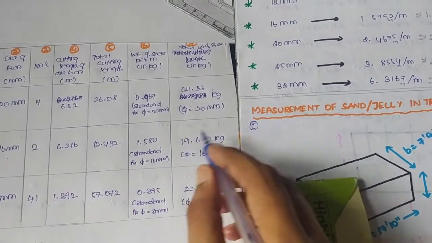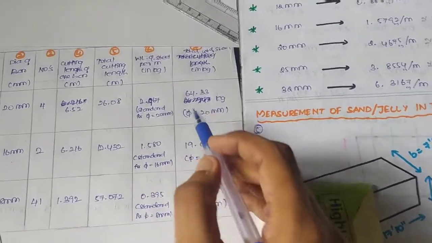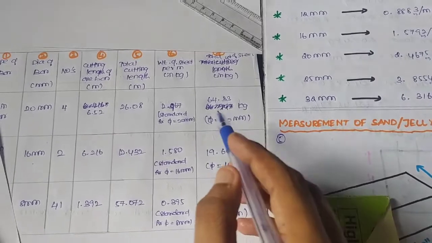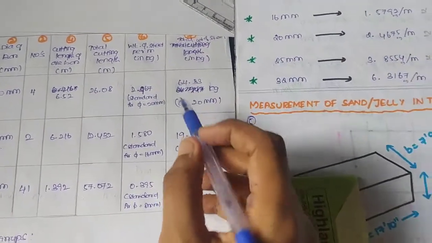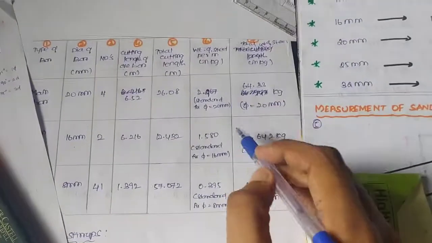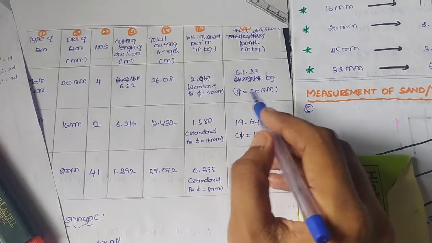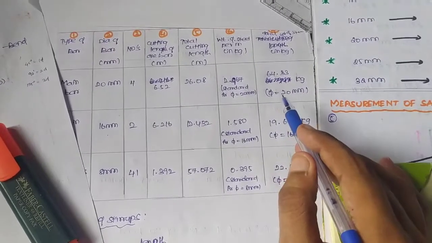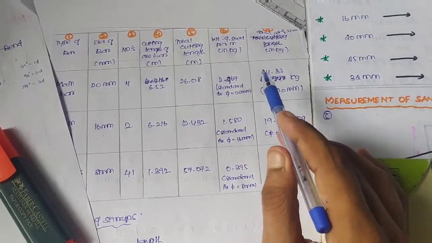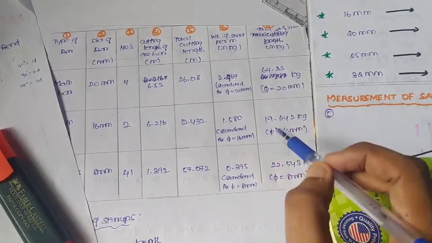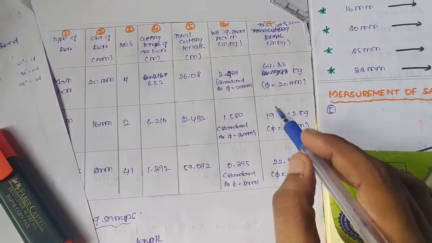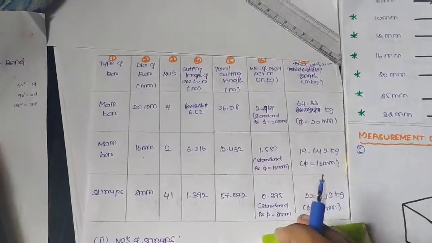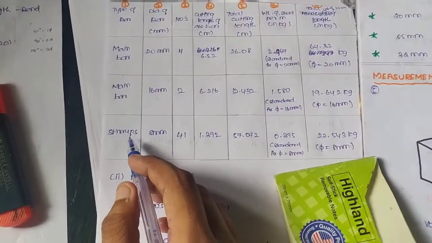So the diameter of this bar is 16 mm. Always write the diameter in the final result, because we might forget some certain things. It is a good practice to write the diameter of the bar in the final weight. So for 20 mm dia bar we require 64.33 kg. For 16 mm dia bar we require 19.642 kg. And finally we go for the stirrups.